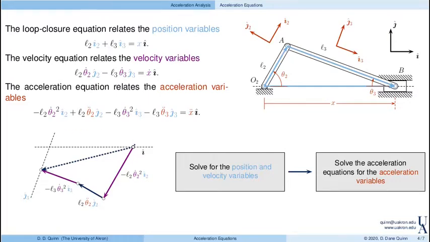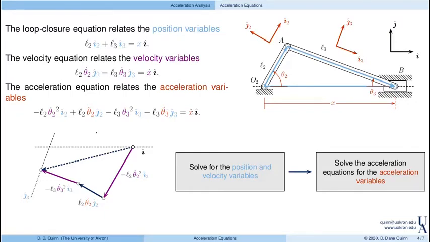So if you think about what we have here, let's imagine that theta 2 double dot is given. And we've already gone through and solved for the position and velocity variables. So that means that all these directions are known, and theta 2 dot is known, right? So I can write this vector, right? I know this vector because, again, I'm assuming that theta 2 double dot is given. And I can also add up this vector, right? So these three known vectors give me something here, represented by this dashed line.